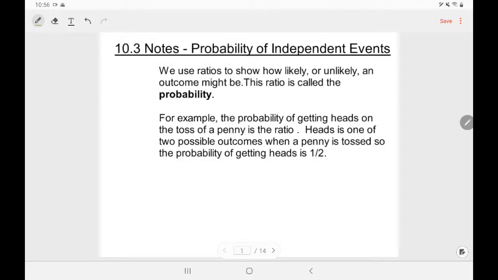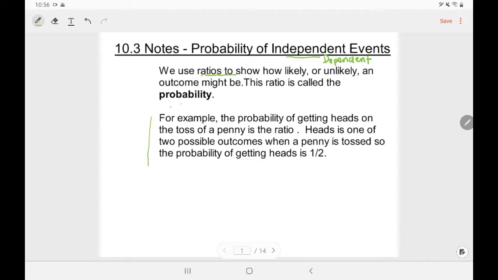Today we're going to be talking about the probability of independent, and I'm actually going to throw in an example of dependent events. Now, to start talking about probability, we know that probabilities can be shown by using ratios to show how likely or unlikely an outcome might be. Ratio, remember, is another word for fraction.